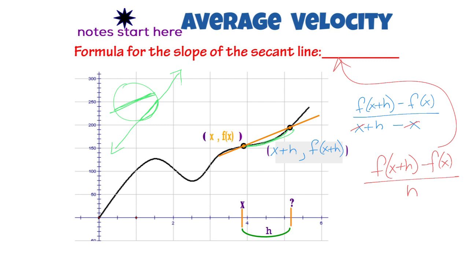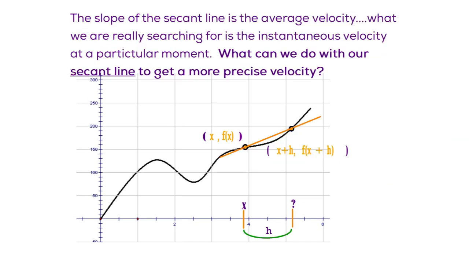And that slope of that secant line is what we would consider our average velocity from this moment in time to this moment in time, our average velocity. However, we're really looking for the instantaneous velocity. So average velocity is great, but if I want to know the velocity at an exact moment in time, as Galileo did, what should I probably do with my secant line to get a more precise velocity?